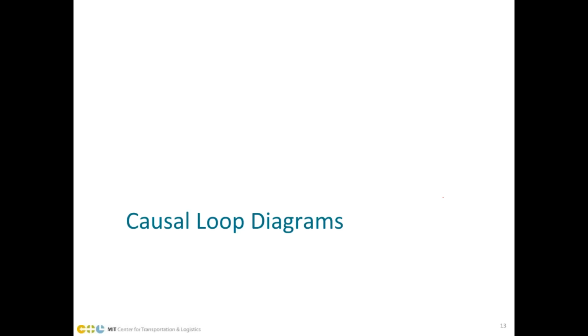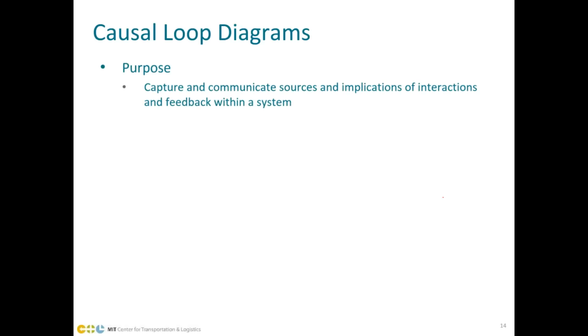So let's talk a little bit more about causal loop diagrams. Now, causal loop diagrams are very helpful in capturing and communicating sources and implications of feedback within a complex system for an individual or for a team. I found them to be very useful initially in a project when I'm trying to understand the scope and the possible interconnections and the feedback loops within a supply chain that I'm just learning. And they're great models to kind of share that insight back and forth with the team members.